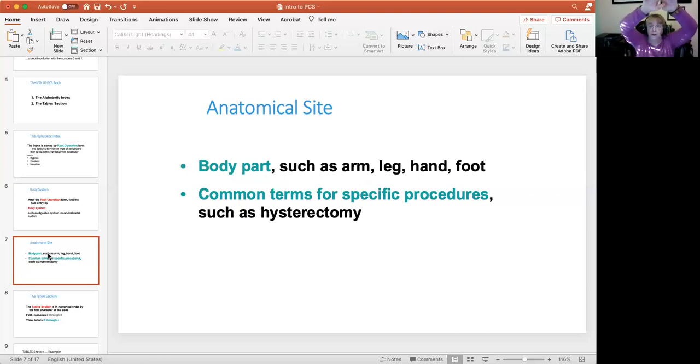So you see, we start with the root operation term. We're doing a bypass. And then we go into body system. Which body system are we going to work in for our bypass? And then we go into the specific anatomical site. This is the way the index is set up. But in addition to that, you can also look up specific procedural terms such as hysterectomy, which is what, ladies? Removal of the uterus. Very good. And what body system is that? The female sex organs.